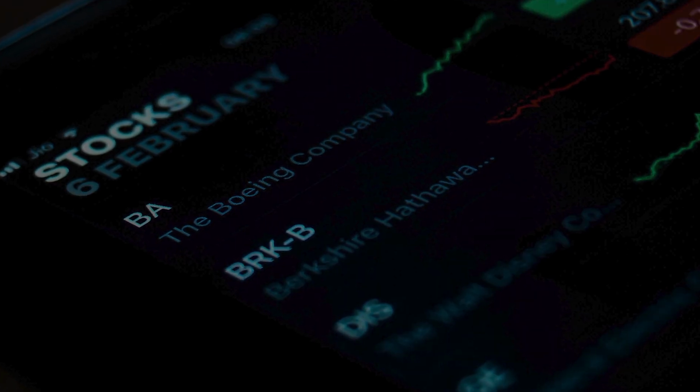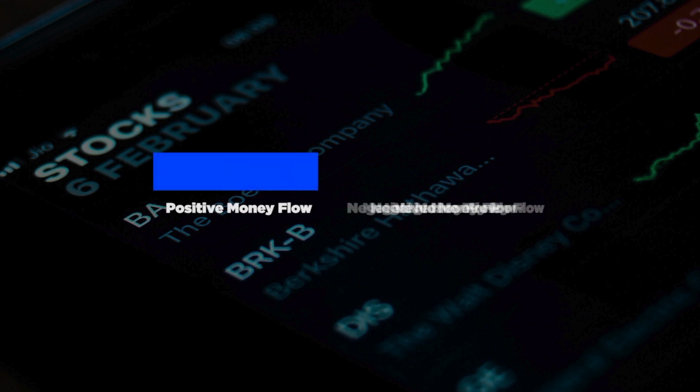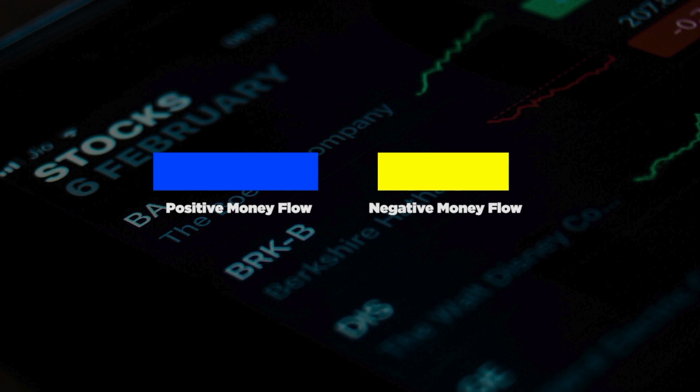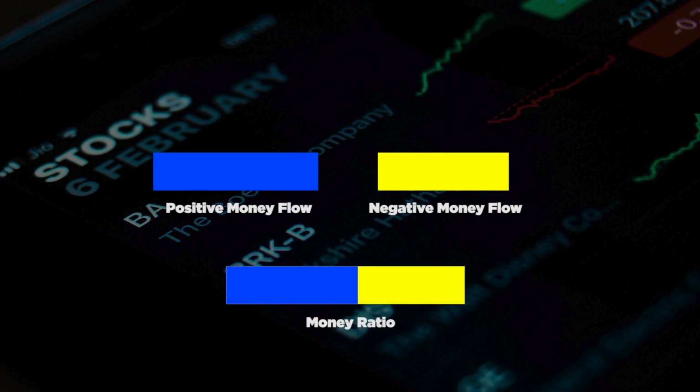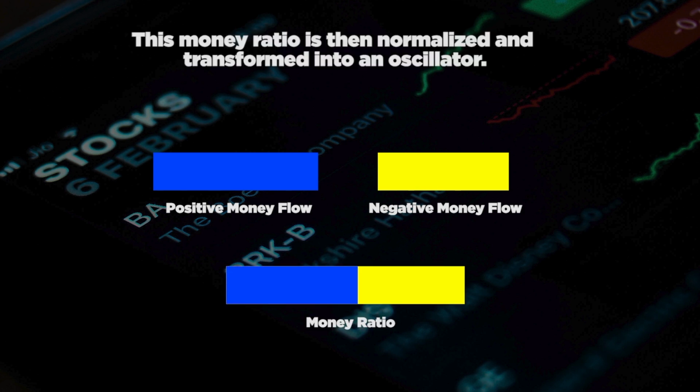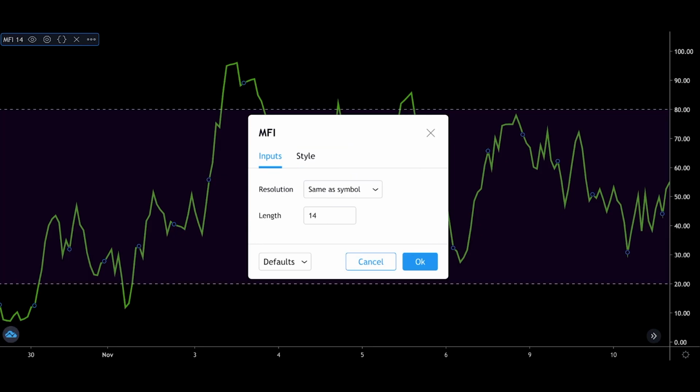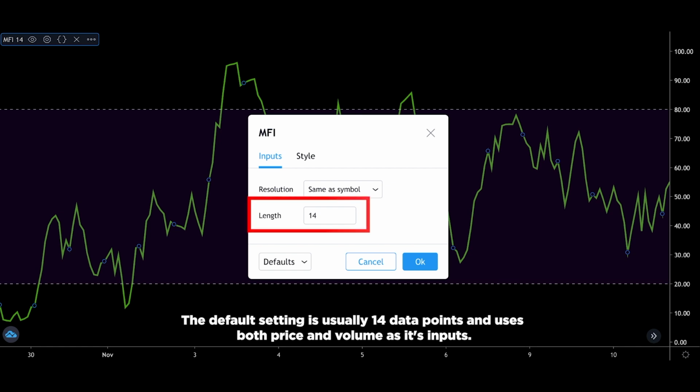Now, back to the MFI. The MFI is calculated by comparing the positive and negative money flow values, creating what is known as a money ratio. This money ratio is then normalized and transformed into an oscillator. The default setting is usually 14 data points and uses both price and volume as its inputs.